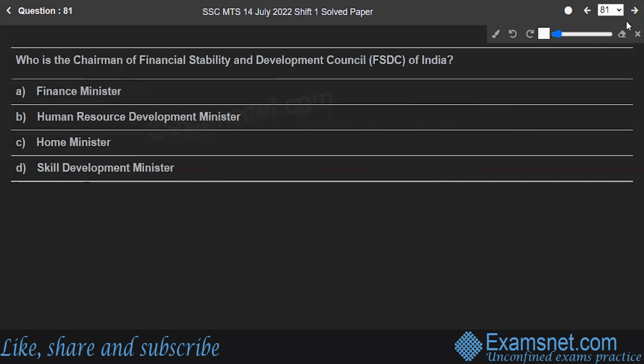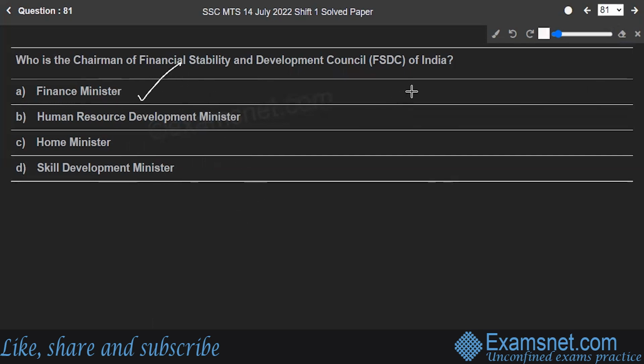So let's move to the next question, number 81. Who is the chairman of the Financial Stability and Development Council, FSDC, of India? Is it the Finance Minister, Human Resource Development Minister, Home Minister, or Skill Development Minister? Well, the correct answer is Finance Minister.